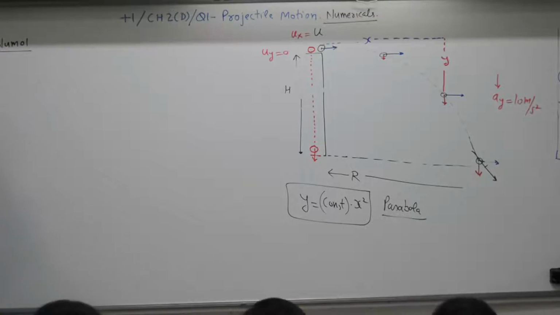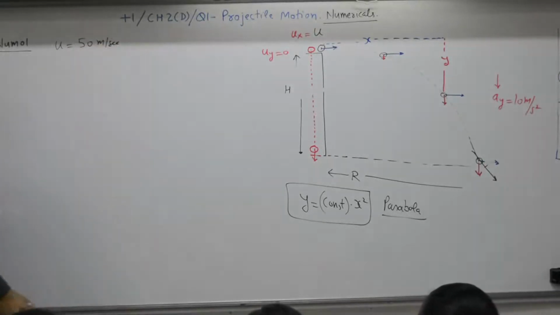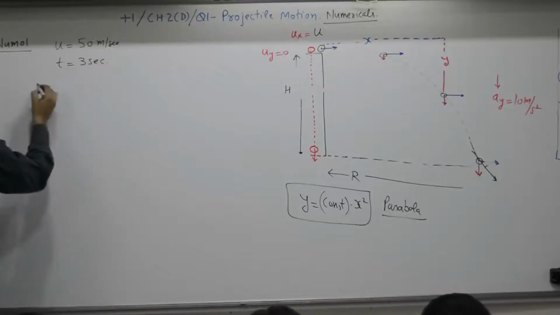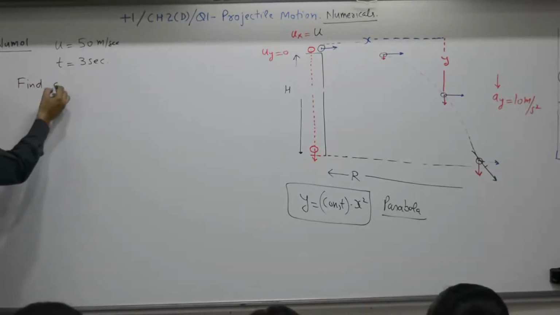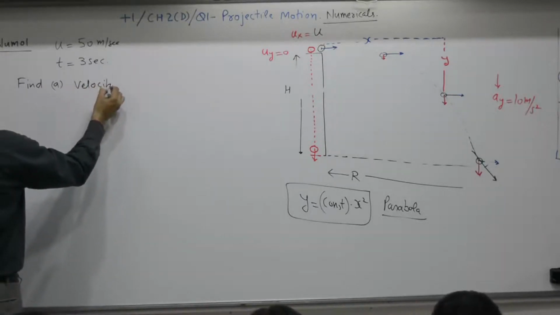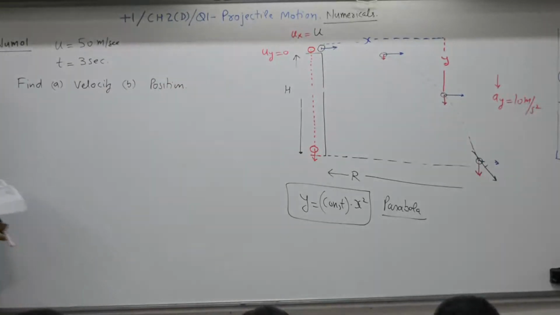a ball is thrown horizontally from the top of a tower with the speed 50 meter per second. That means u is given, 50 meter per second. Find the velocity and position at the end of 3 seconds. When t is equal to 3 seconds, find A part, velocity, B, position. Time with you is 3 minutes.